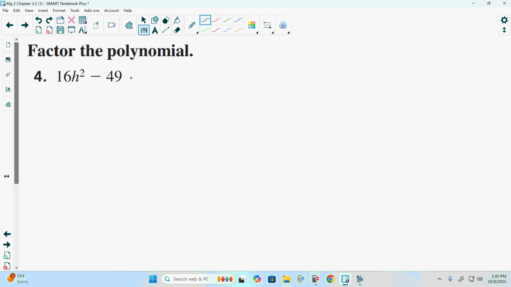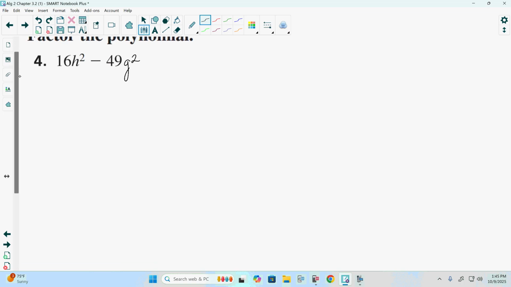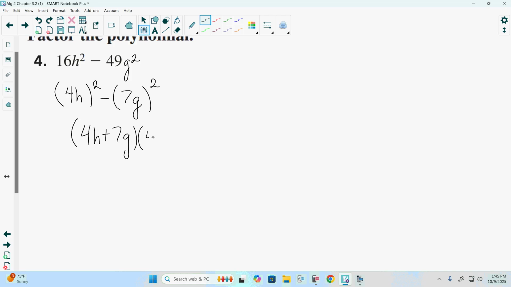16h squared minus 49g squared. Let's add that in. 16h squared, so 4 for 16 and h for our h squared, because 4h squared would get us back to 16h squared. Now 49g squared would indeed be 7g. Now, as we notice this here, even though we had variables in both spots, it really doesn't make a difference. It's still going to factor the exact same way.